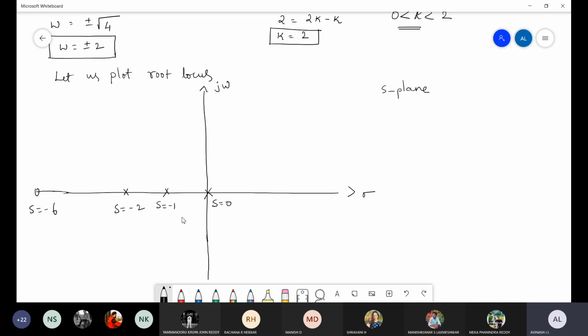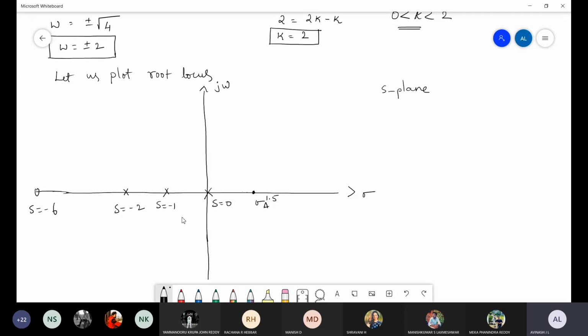Now after marking this, we need to mark the centroid. Where is the centroid point? Centroid point is positive 1.5. Positive 1.5 means somewhere here, if this is 1, here it may be 1.5. So sigma A I will represent here, that is the centroid at 1.5.